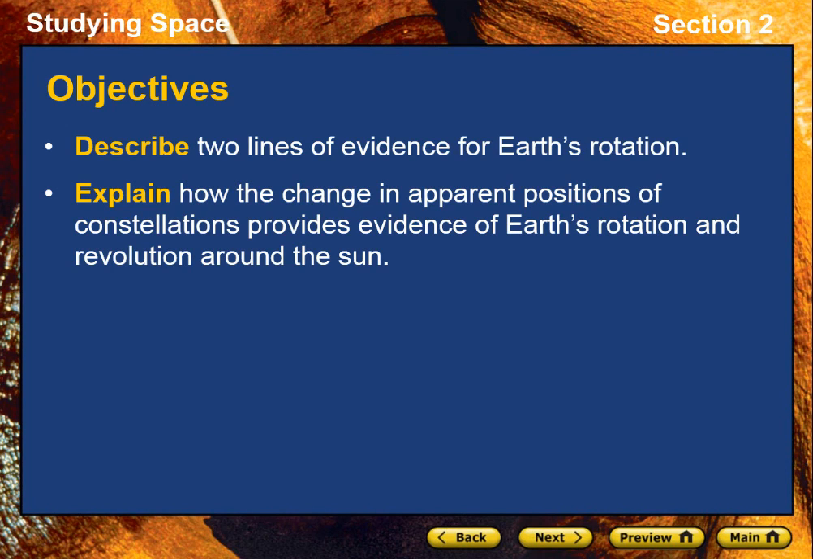At the end of this video, you should be able to describe 2 lines of evidence for Earth's rotation and explain how the change in apparent positions of constellations provides evidence of Earth's rotation and revolution around the Sun.